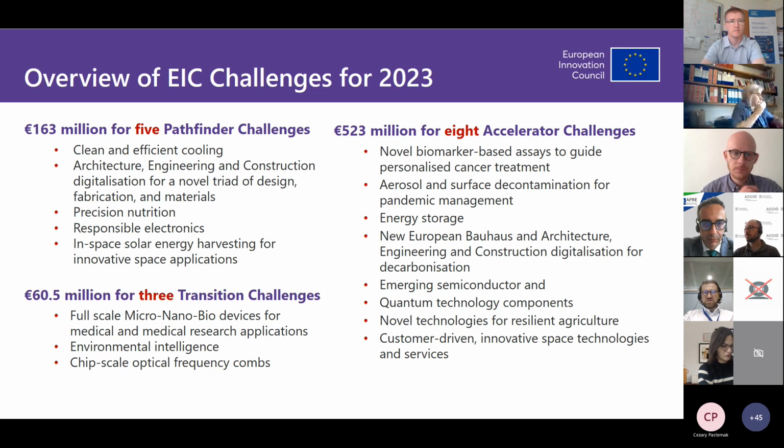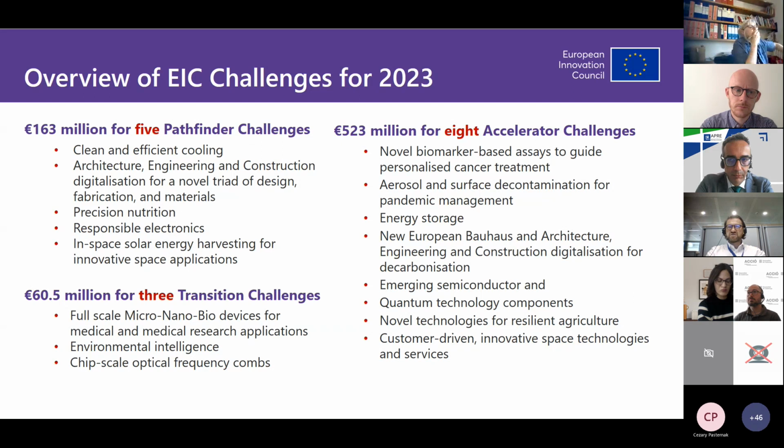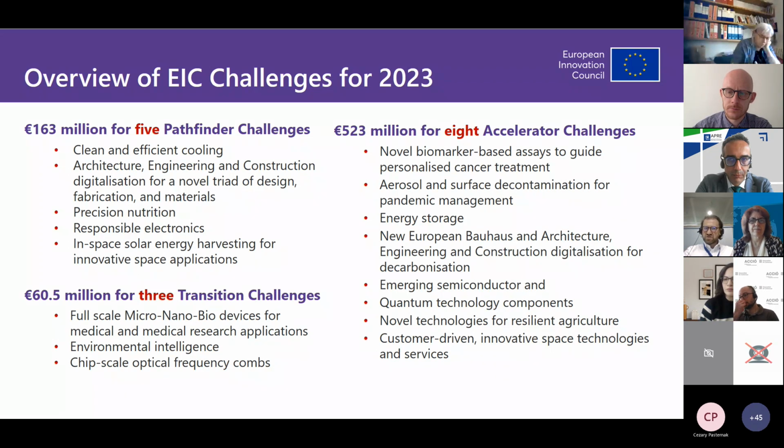If we go into the challenges, you see here on the right-hand side, we have €500 million for challenges. These are challenges that have been selected based on the analysis of the European market, what is needed, where we need to boost our competitiveness in Europe. And it goes without saying, it's quantum technology. These are novel technologies for resilient agriculture. It's for space decontamination. It's related to COVID health-wise, where we're looking at novel biomarkers. But also in terms of the Green Deal, we're looking at the European Bauhaus and architecture, and bringing more novelties to construction by digitalizing it to make sure that we decarbonize it.